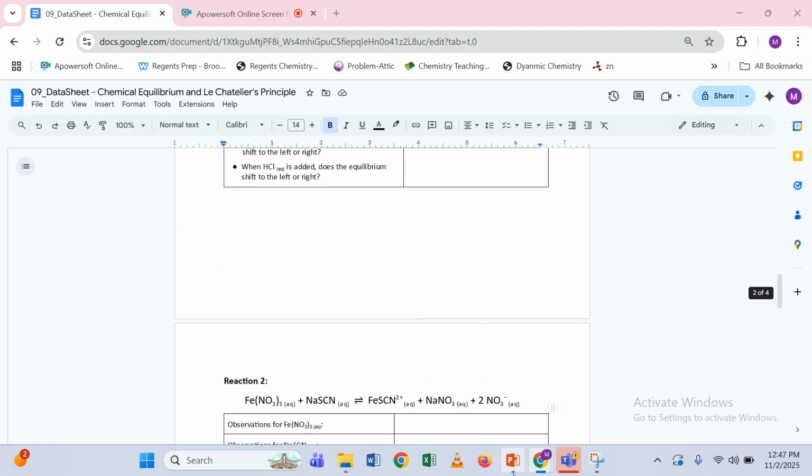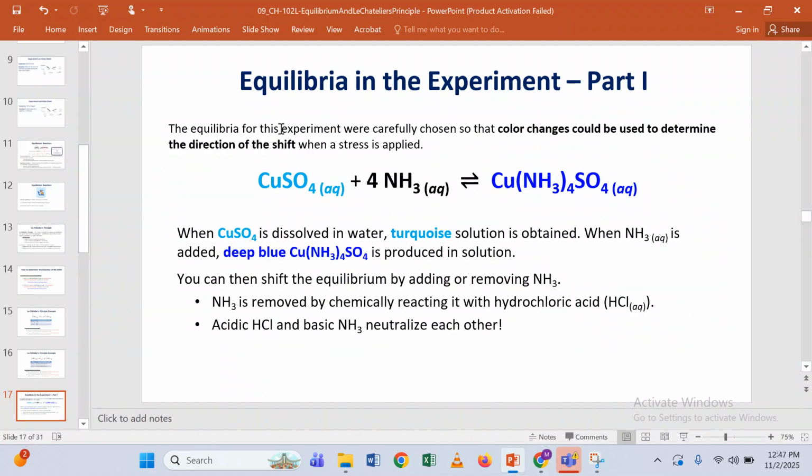So, let's go back to the PowerPoint and let's continue. In this experiment, as you can see, copper sulfate, we're going to dissolve it in water. It has a turquoise color. And when NH3 is added, you're going to see a deep blue Cu(NH3)4SO4 solution that is produced. Now, it should make sense.